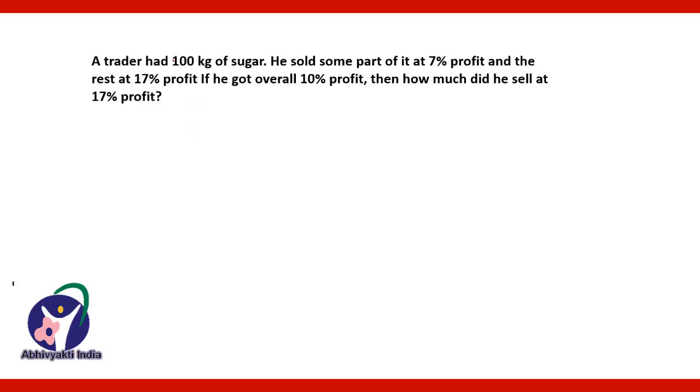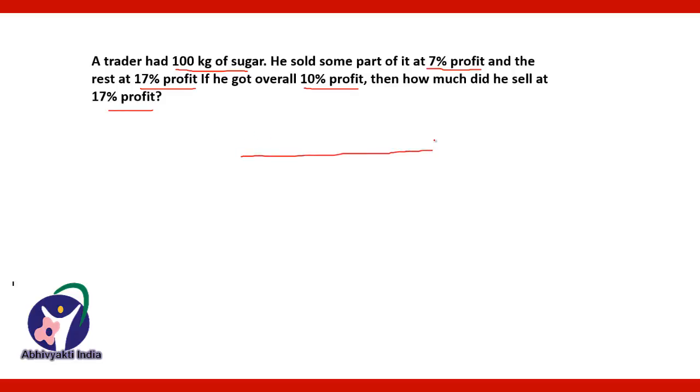Next question is, a trader had 100 kg of sugar. He sold some part of it at 7% profit and the rest at 17% profit. If he got overall 10% of profit, then how much did he sell at 17% of profit?